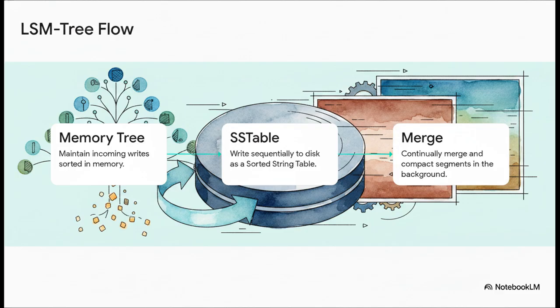Because disks perform incredibly well with sequential writes, your write throughput just goes right through the roof. Finally, to keep reads fast and prevent massive disk fragmentation over time, the engine continually merges and compacts those old segment files in the background. It's kind of like cleaning out your closet, throwing away the outdated duplicates, and combining half-empty boxes to save maximum space.